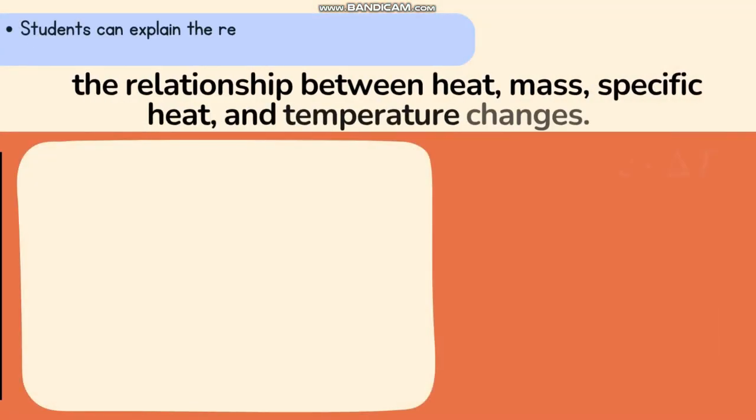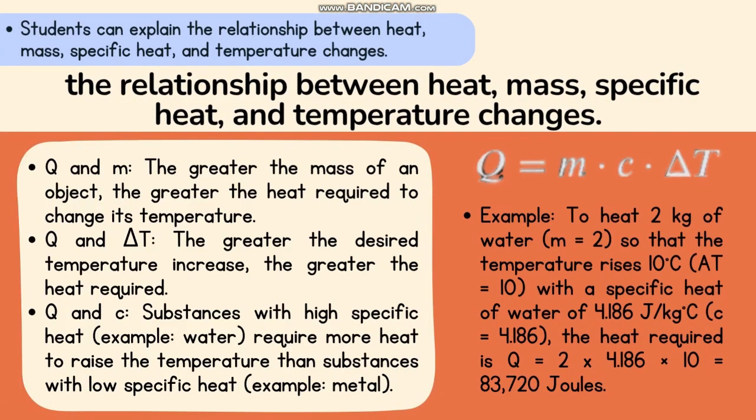The relationship between heat, mass, specific heat, and temperature change. Q and m: the greater the mass of an object, the greater the heat required to change its temperature. Q and delta T: the greater the desired temperature increase, the greater the heat required. Q and c: substances with high specific heat require more heat to raise the temperature than substances with low specific heat. The formula is Q equals mc delta T.